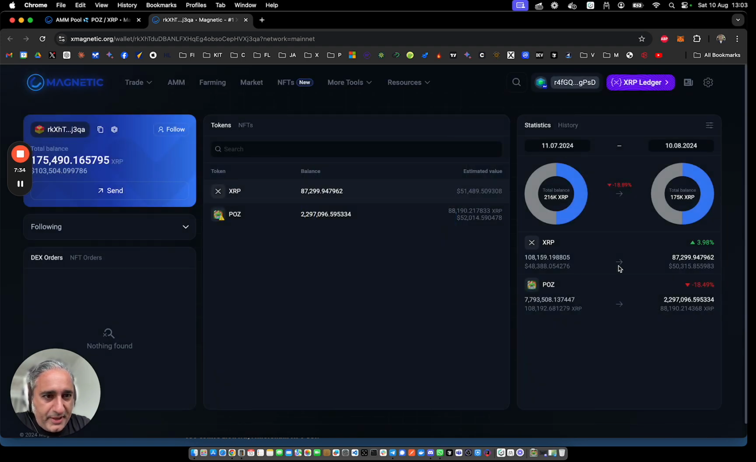You can also see the total balances and how they've changed, and it gives you a nice little graphic in terms of how much POS there is to XRP. And as you can see, this percentage number here is not the number of XRP tokens, it's the value of that XRP in dollars. So as XRP goes up in value, or POS goes up in value, this will show the percentage growth in terms of the dollar value, and likewise for POS here.